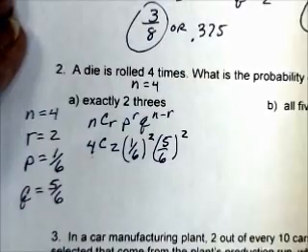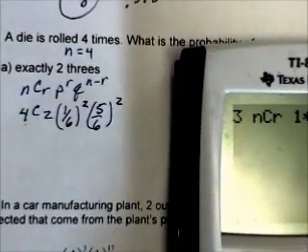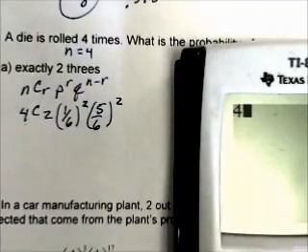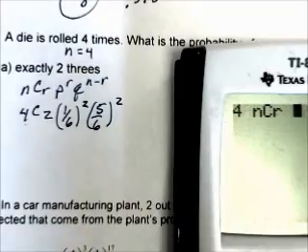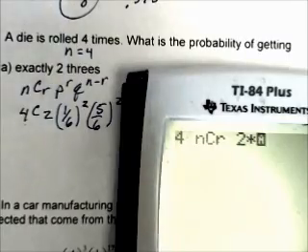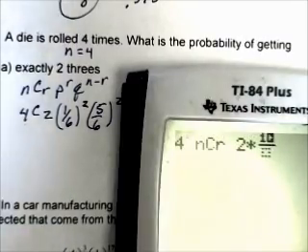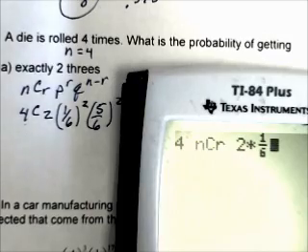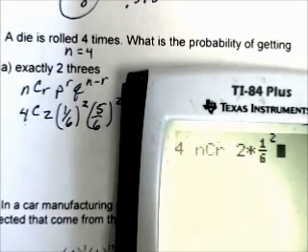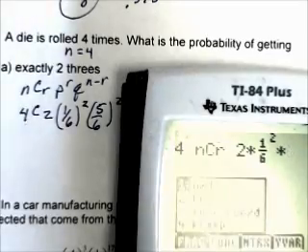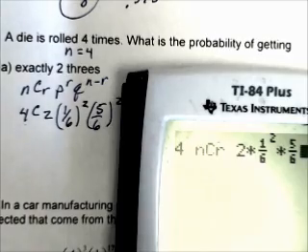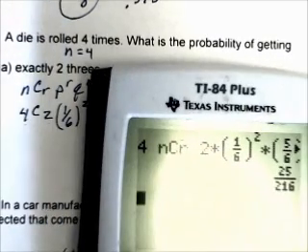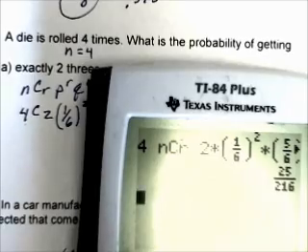All right, I'll go to the calculator with these fractions. So for math, probability, number 3, 4 choose 2 times 1/6. I have to put in the fraction. Alpha y equals 1/6 squared times 5/6 squared. 25 over 216.